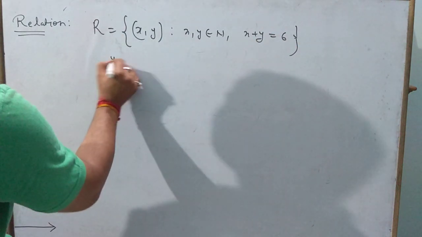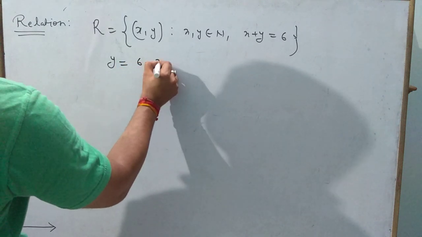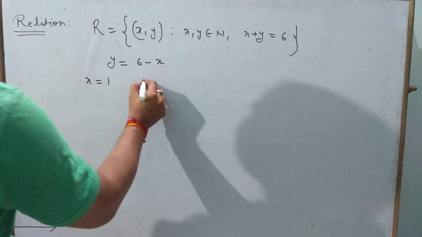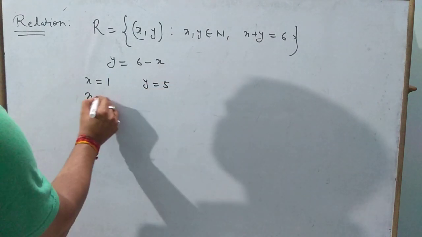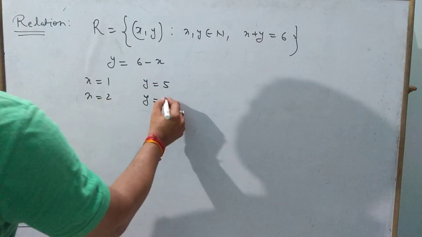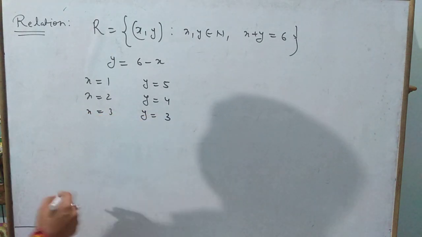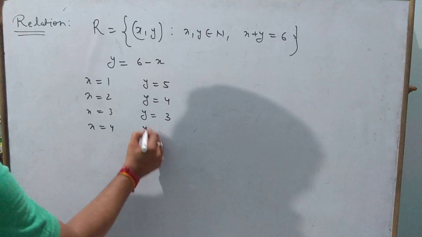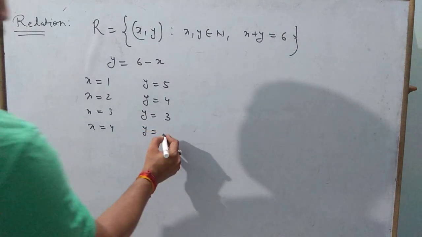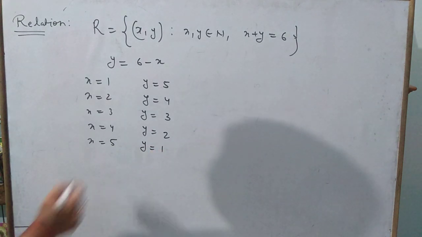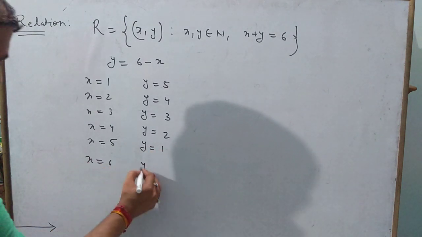So again, y = 6 minus x. Now x is taken 1, so y is coming 5. x is taken 2, so y is coming 4. x is taken 3, so y is coming 3. x is taken 4, so y is coming 2. And x is taken 5, so y is coming 1. When we take x as 6, y is coming 0.